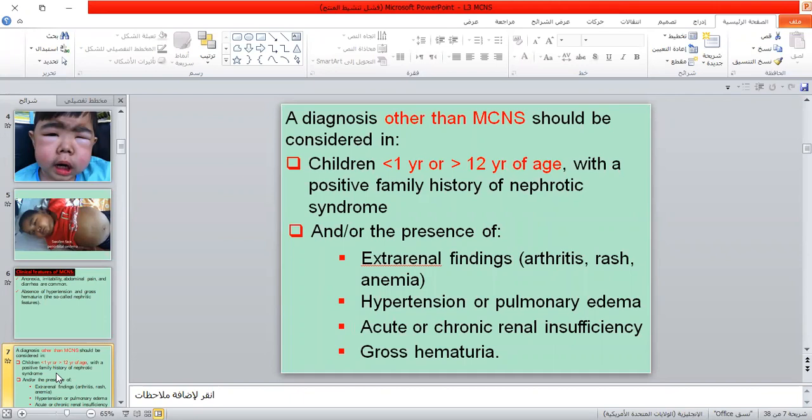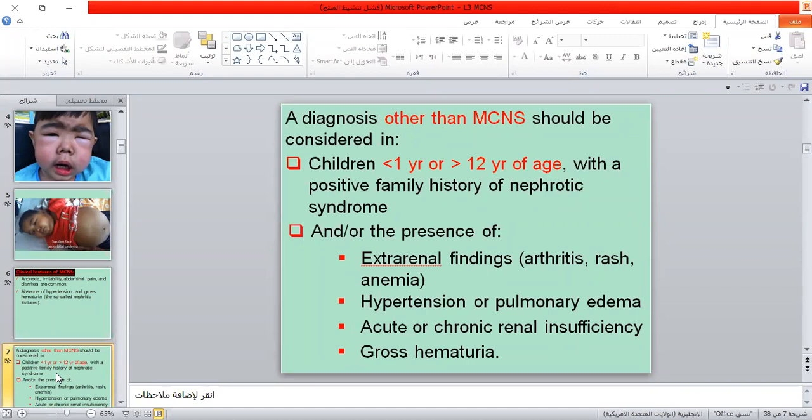أو البيشنت عنده extrarenal findings like arthritis, rash, or anemia. هنا the possibility of the secondary nephrotic syndrome will be more. إذا البيشنت عنده hypertension or pulmonary edema, هنا the possibility of the other type of glomerulonephritis will be considered. إذا البيشنت عنده acute or chronic renal insufficiency or patient عنده gross hematuria.